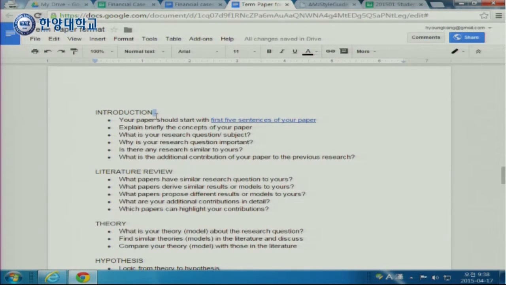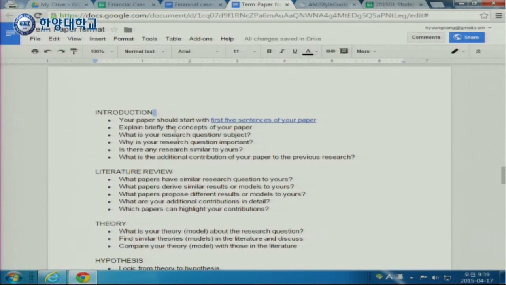Explain briefly the concepts of your paper. What is your research question? Why is your research question important? Is there any research similar to yours? What is the additional contribution of your paper to the previous research? Your introduction is the same, whether you use the inductive way or the deductive way.